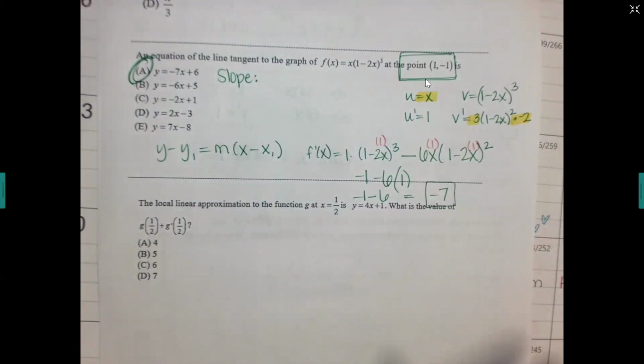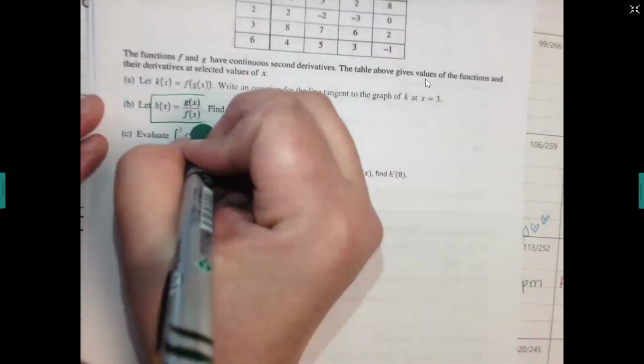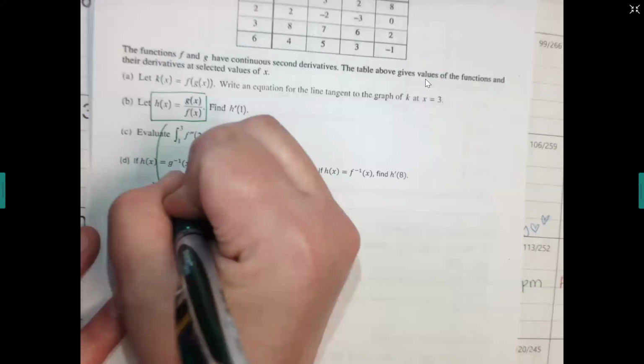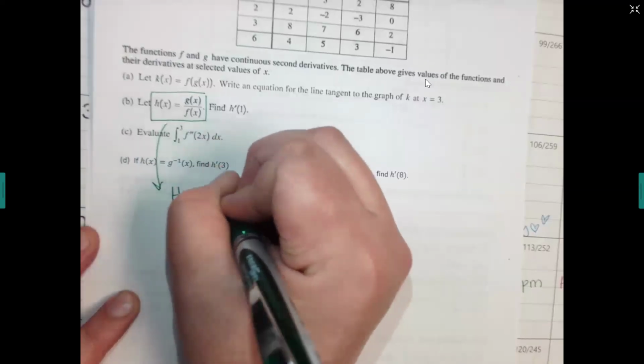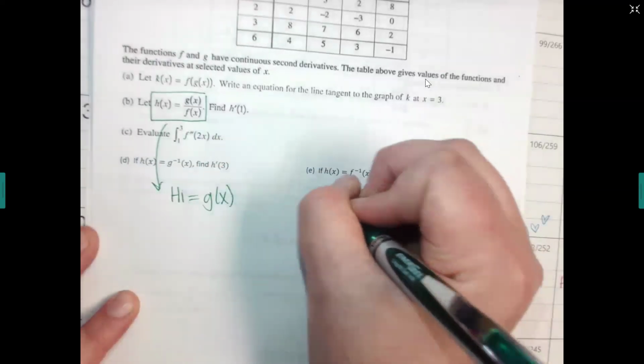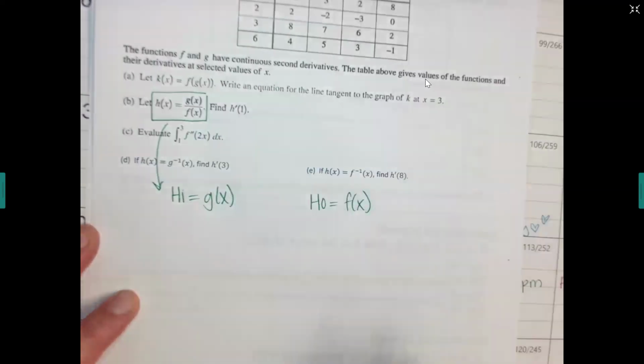Actually, maybe not. I think that one. Last one we're gonna do will be on the next page. What rule do you need? H is G over F. We want H prime at 1, quotient rule. Very good. So your high is G of X. The ho is F of X.